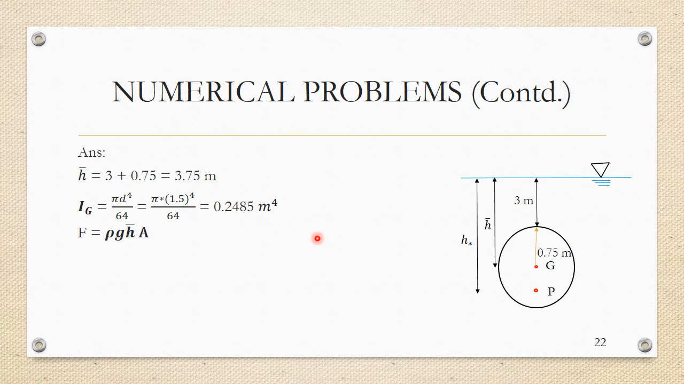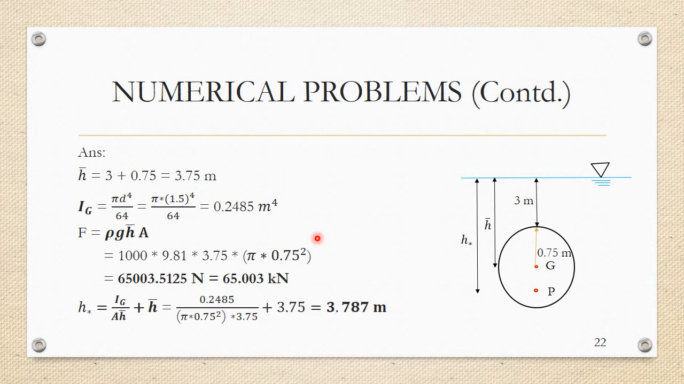Now finding out the total pressure, rho g H bar into A, 1000 into 9.81 into 3.75 into pi r squared, and I end up getting 65,003.5125 Newton or 65.003 kilonewton as the total pressure force. If I want to find out H star, I'll simply use Ig by H bar plus H bar, where H bar, Ig and A are known to me. And so substituting, I will get the value of H star to be 3.787 meter.